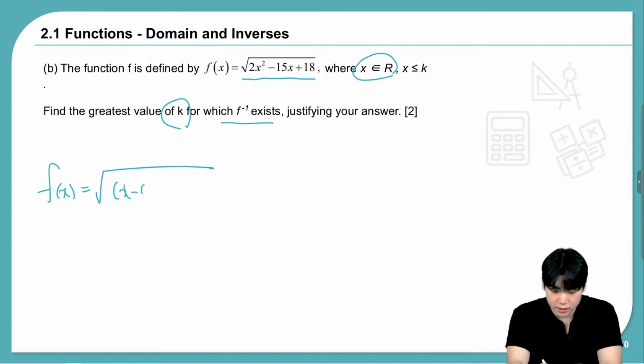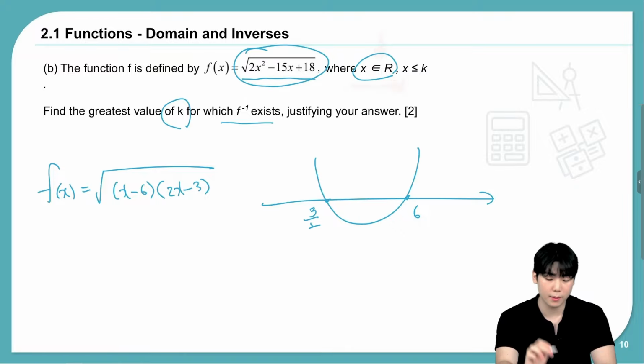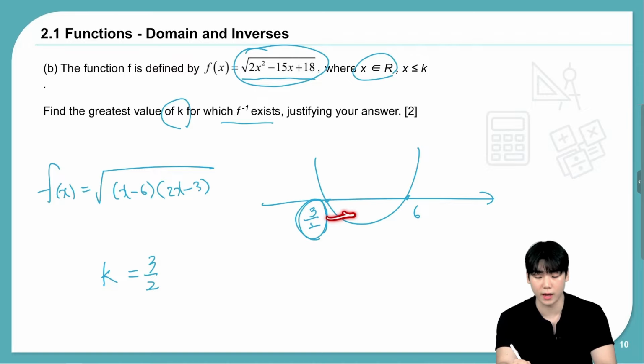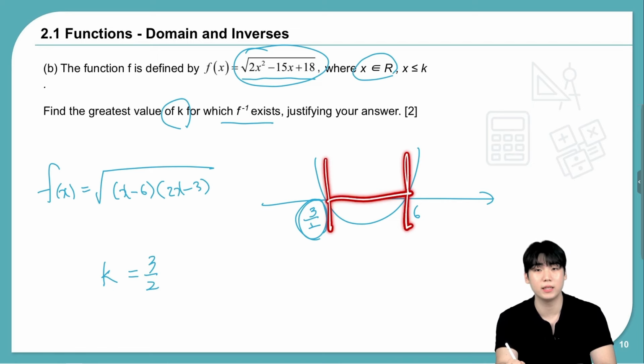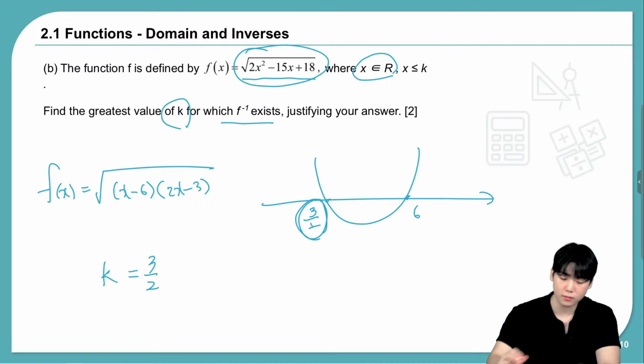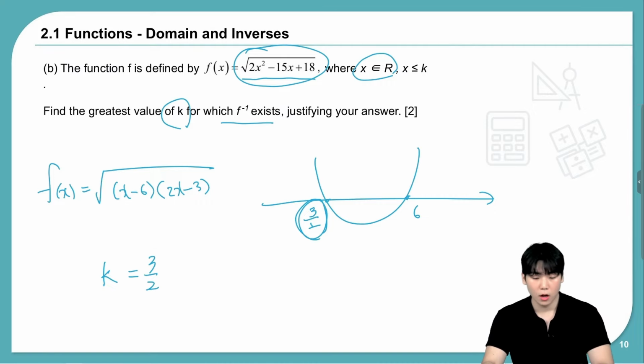Because we cannot have any negative value inside the root, right? Of course we can have complex numbers, but we're given that x is real, right? So that means we cannot have any negative values, and hence k is equal to 3 over 2. That is the greatest value. If it goes beyond that, from this range from 3 over 2 to 6, it will be negative, so the function will not be valid. And hence, k should be 3 over 2. Okay. All right, let's move on to the next question.